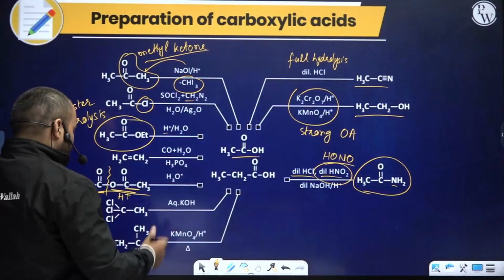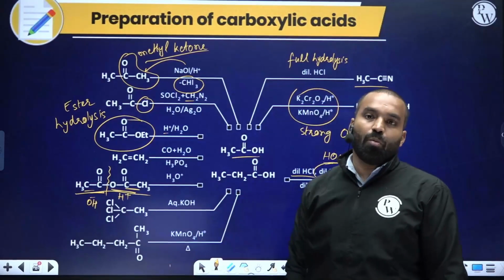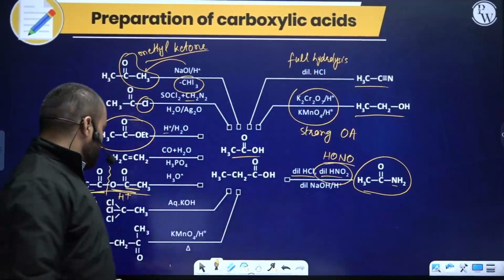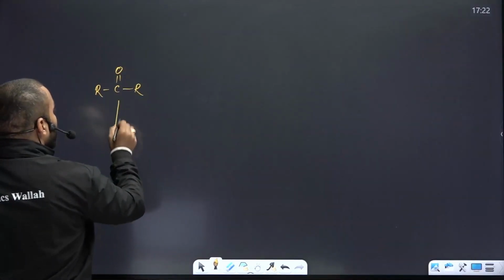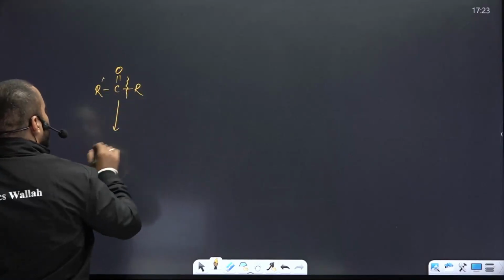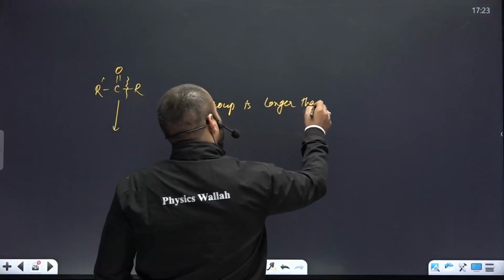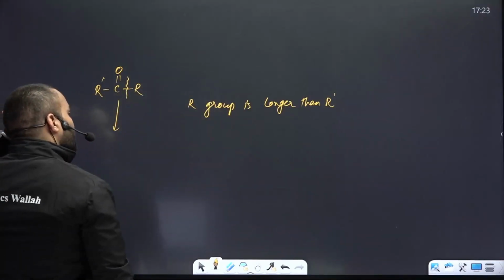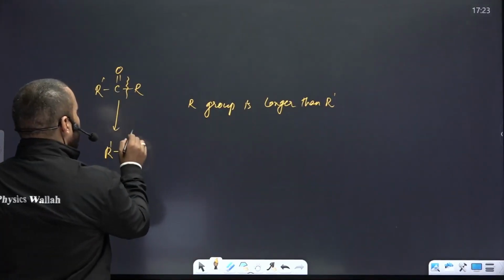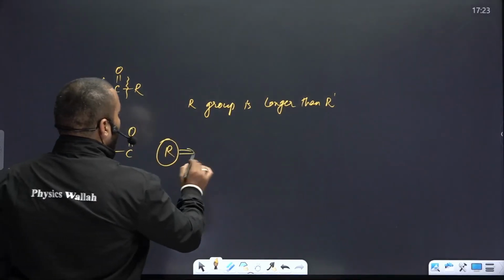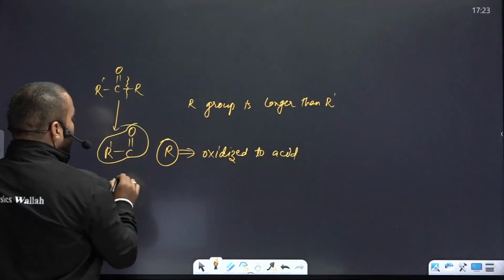Let's go back. All done. KMnO4 we have discussed. The last reaction is known as oxidation of ketones. This is going to follow Popoff's rule. What is Popoff's rule? Suppose you have a molecule R, C double bond O, R dash, and the R group is longer than R dash. Treatment with KMnO4 will break this bond. The compound will be obtained as R dash C double bond O, and this R will also be oxidized to acid.